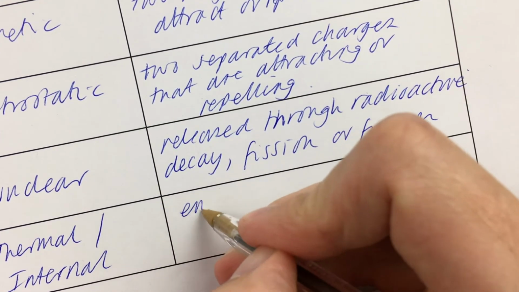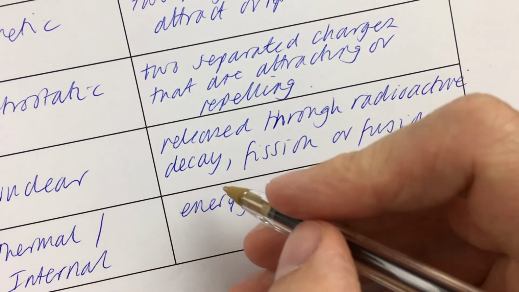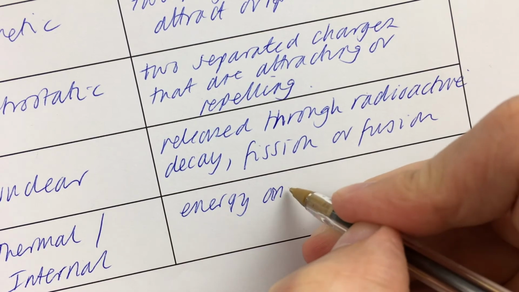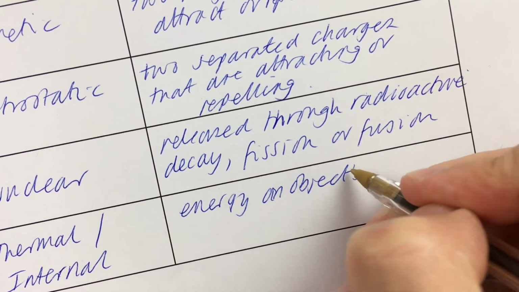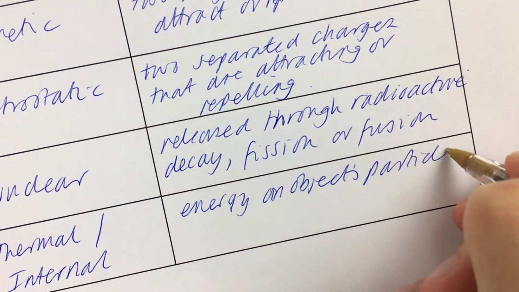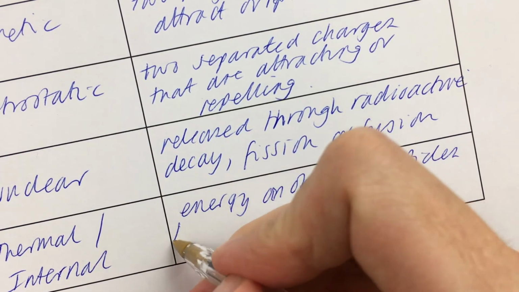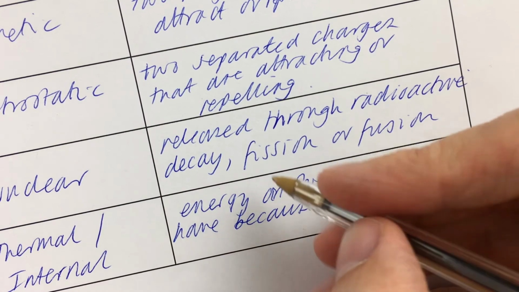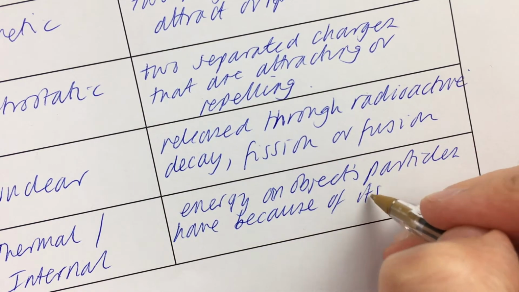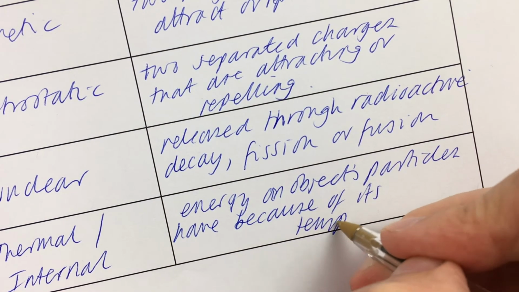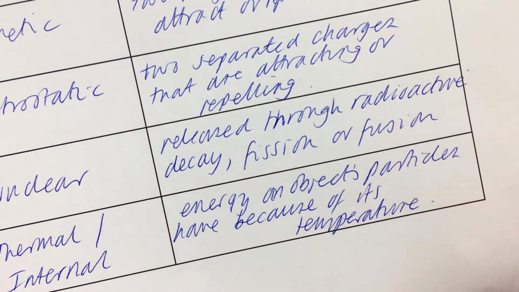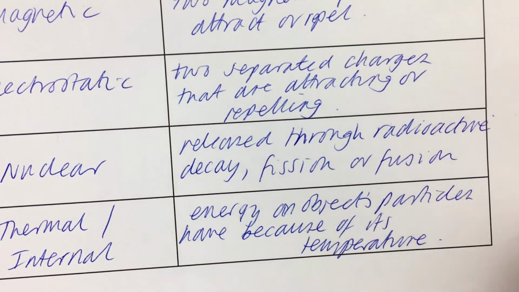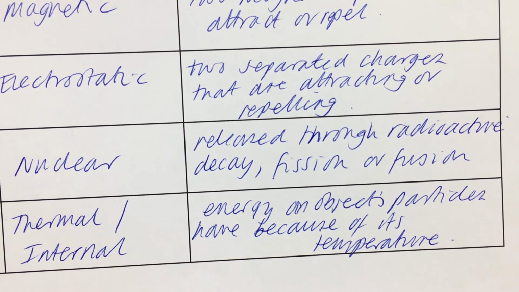Really, this is the energy an object's particles have because of its temperature. If an object is hotter, it will have more energy in its thermal energy store, so in its internal energy.